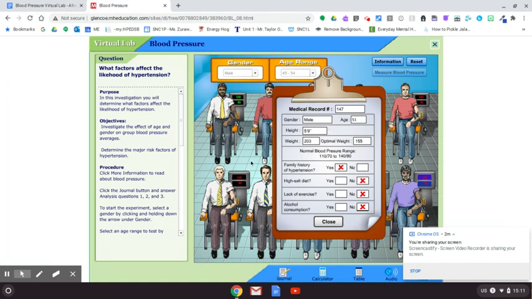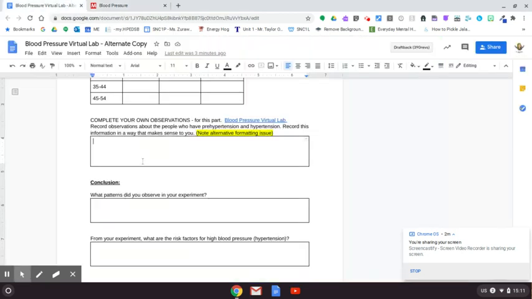Then you should record the age too. So male, 46, pretty good weight actually, but consumes a lot of alcohol. So that you would record. So when you're over here, it can be as simple as medical number 122, male.